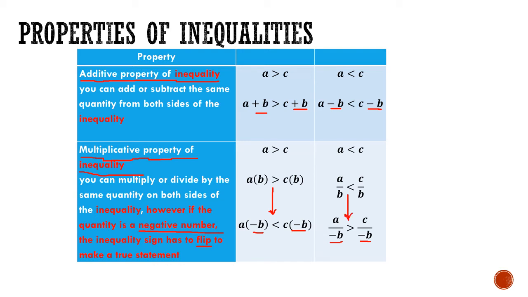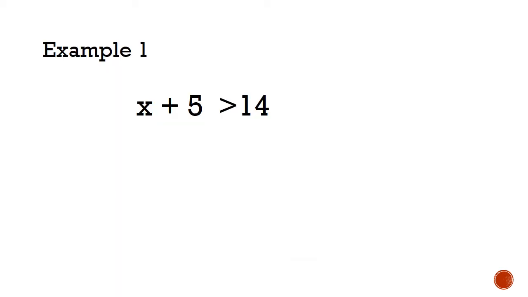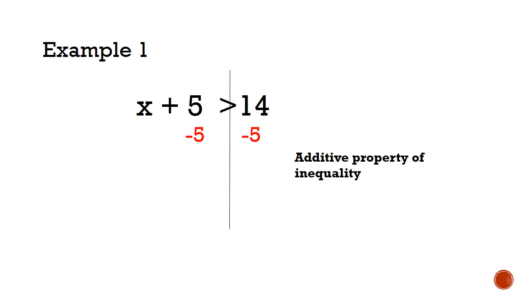So let's take a look at some examples. Our first example here is x plus 5 is greater than 14. And we said that solving inequalities is almost the same as solving equations, which means in this case, to be able to solve this inequality, I need to take away 5 from both sides. And I took away 5 from both sides using the additive property of inequality. This leads to x is greater than 9.